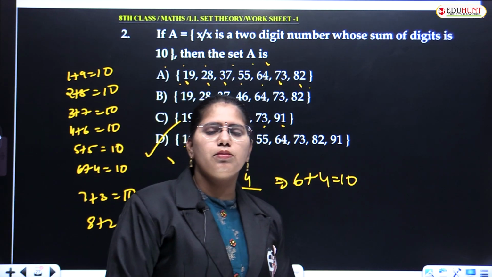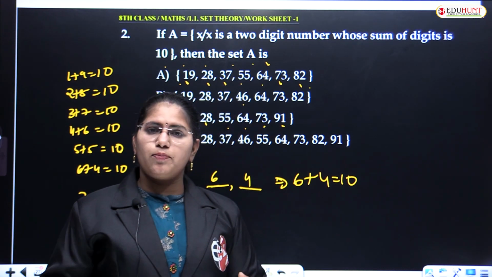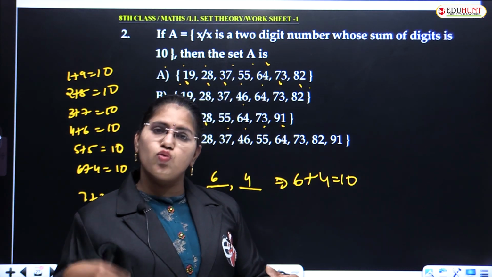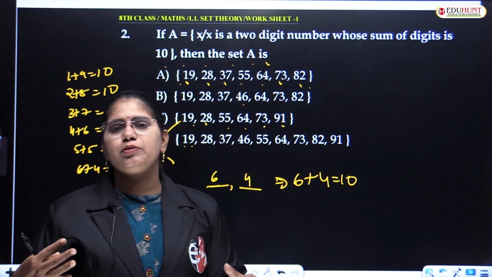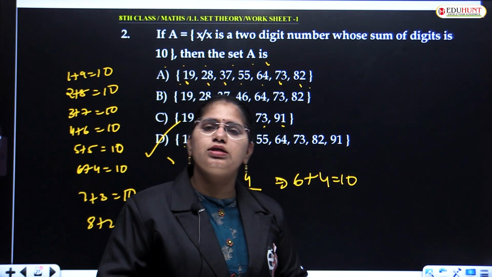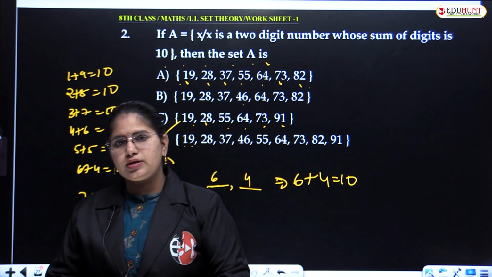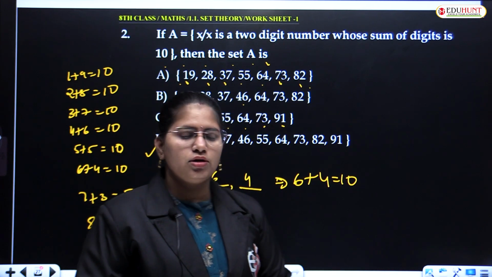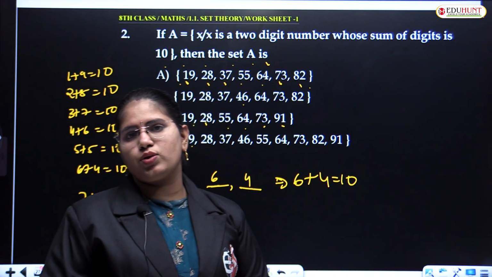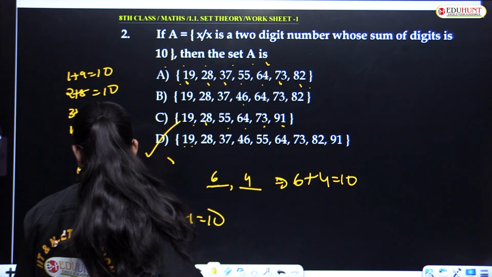Is that understood? You have to take such x where it forms a 2-digit number, and at the same time if you add the digits of the 2-digit number, the result should be 10. Okay? Chalo. Can I get back to the next question? Yeah.